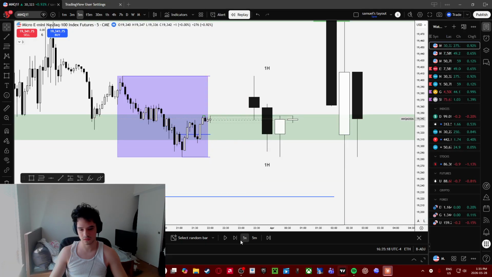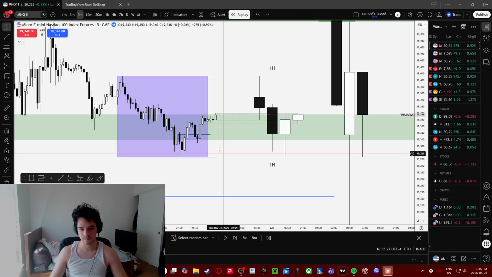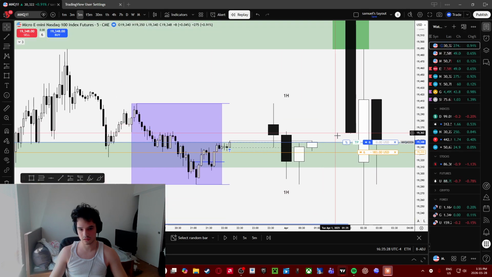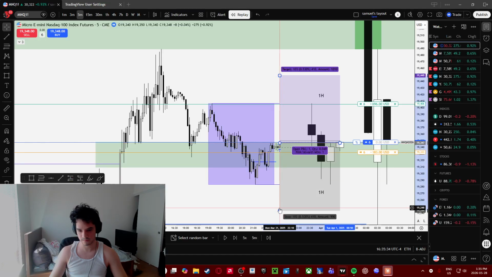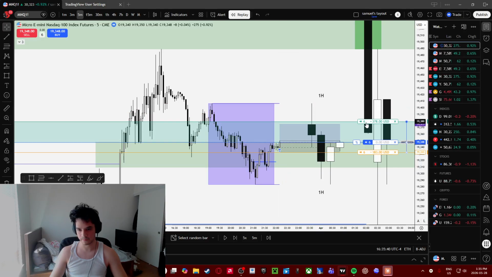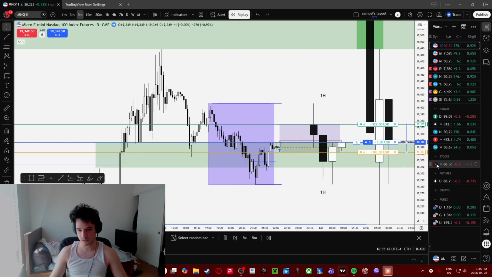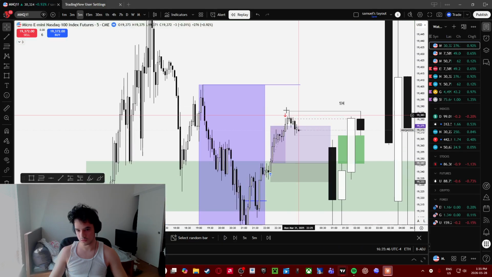Candle two. Let's see if we have a CISD. Late again. And we have a CISD. So then we can look to take an entry. Stop right here, let it sweep maybe. And then target 2R. So we have this tool here. There we go. Get 2R.